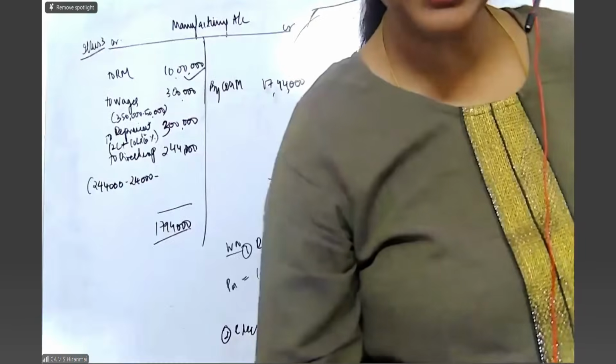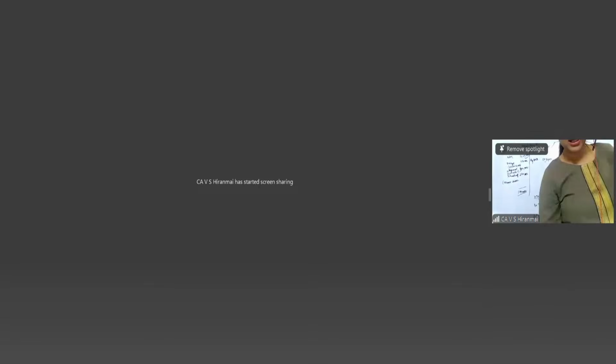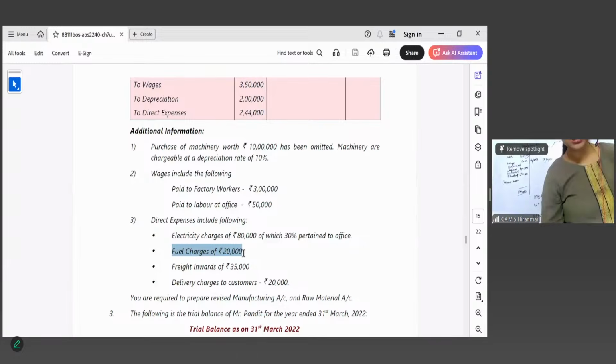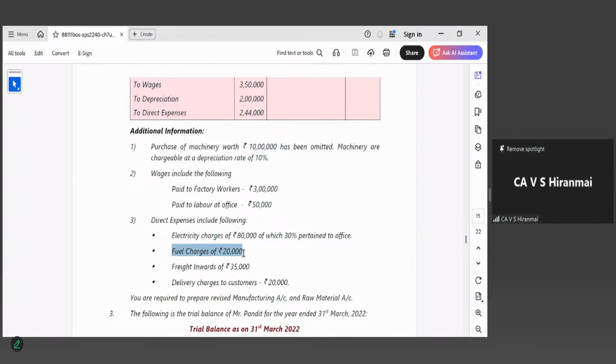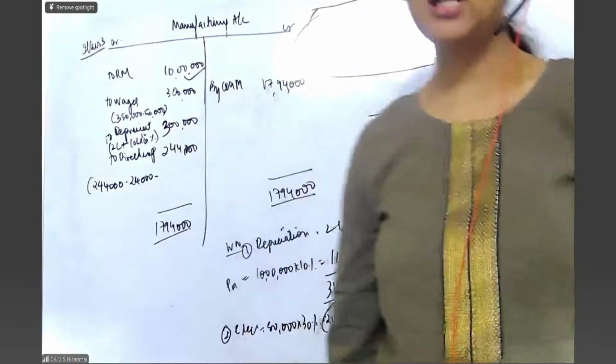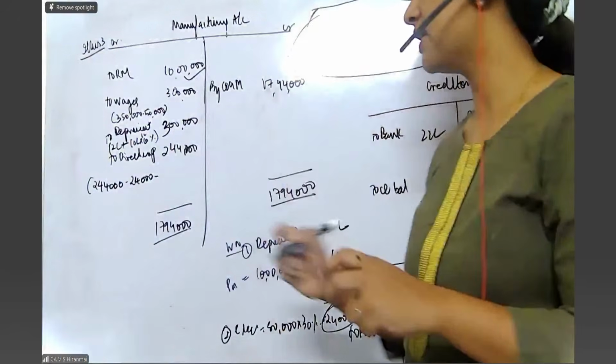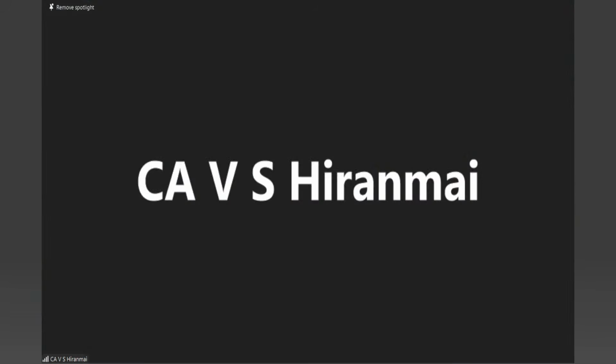Okay. The next adjustment, all of you please see the screen. Fuel charges 20,000. That is okay. No problem, I can have the fuel charges in the manufacturing account. It is correct. Freight inwards 35,000. That is also correct. No problem, because it has to come in the manufacturing account. Now delivery charges to the customer. Madam, delivery charges to the customer is a P&L account item. It should not come here. So that 20,000 also I will subtract.